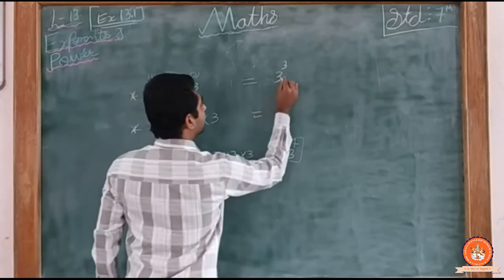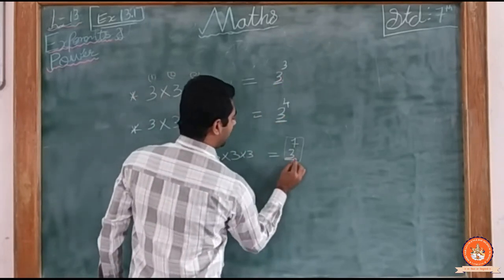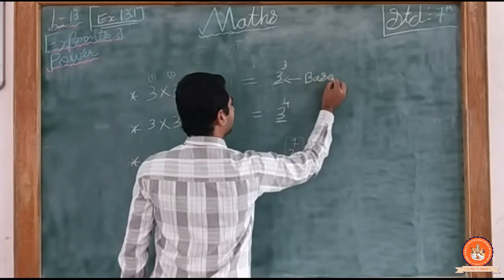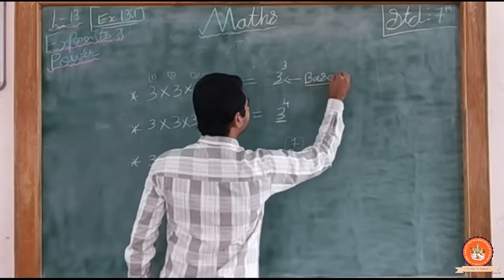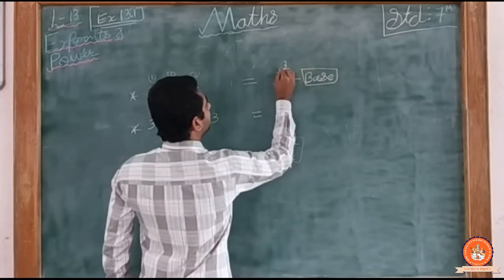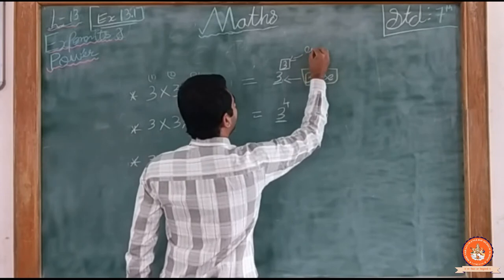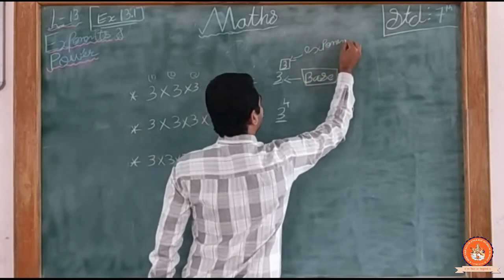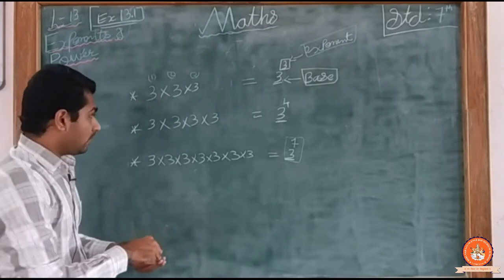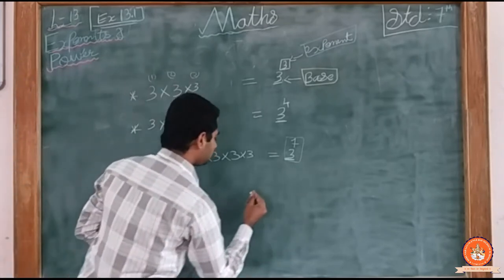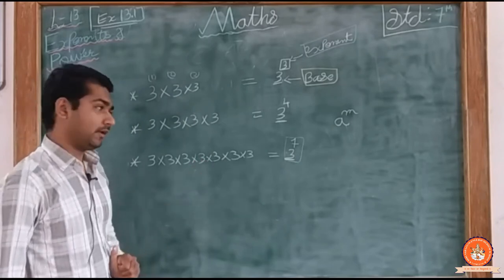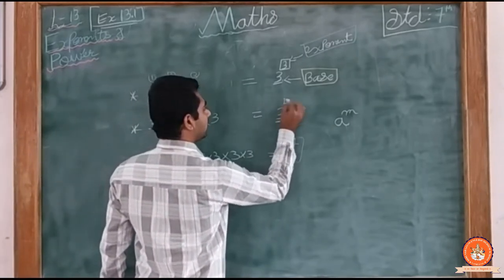Now from this, I can give you some terms. Which are the terms? The term which is here, on the downside, is called the base. Clear? This is my base. Now the upper term is known as the exponent. This is my exponent. Correct? So from this I can say that a raised to m: this is my a and this is my m.